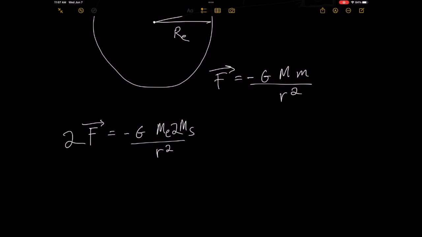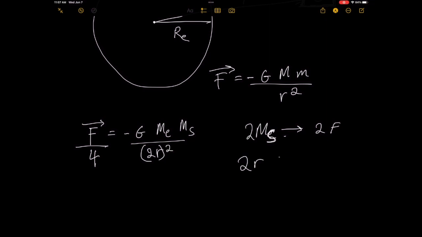That's straightforward enough. But if we double the radius, so we make this (2r) squared, then we are actually making the force a quarter of what it was before. So this would be F over 4, because 2 squared is 4. So in the case of 2ms, the force becomes 2F. And in the case of 2r, the force becomes F over 4.